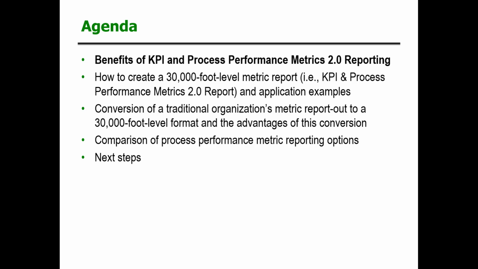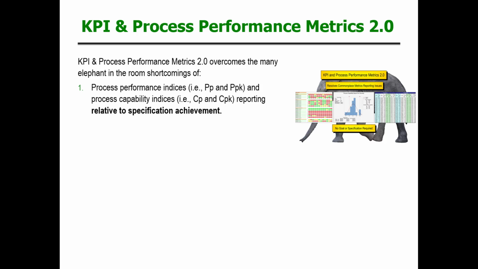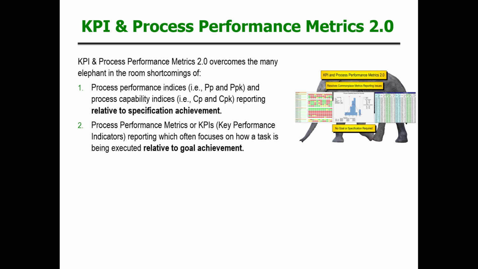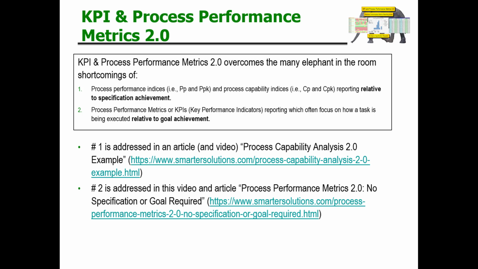The first agenda topic. KPI and Process Performance Metrics 2.0 overcomes the many elephant-in-the-room shortcomings of 1. Process performance indices and process capability indices reporting relative to specification achievement, and 2. Process performance metrics or KPI indicators reporting that often focuses on how a task is being executed relative to goal achievement. The first item is addressed in an article that can be accessed through the link shown. The second item is addressed in this video, and an article that can be accessed through the link shown.